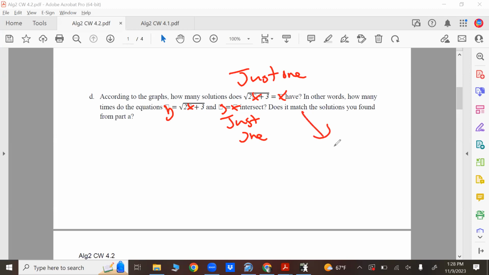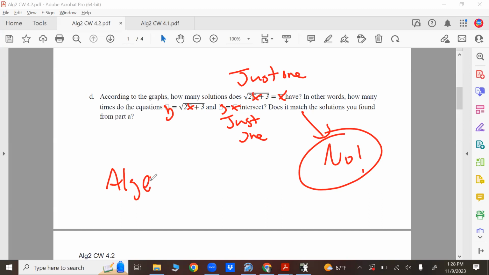Are those the same solutions you found in part A? No. Because part A had 2, right? So algebraically, as a summary, we have both negative 1 and 3. But graphically, we had just 3.